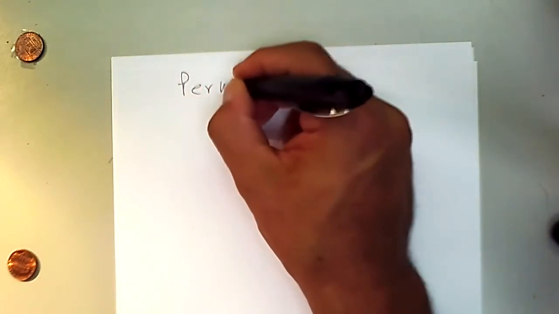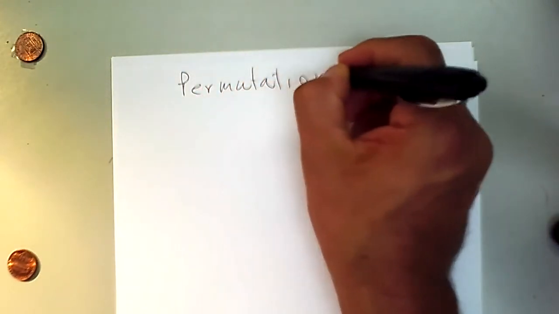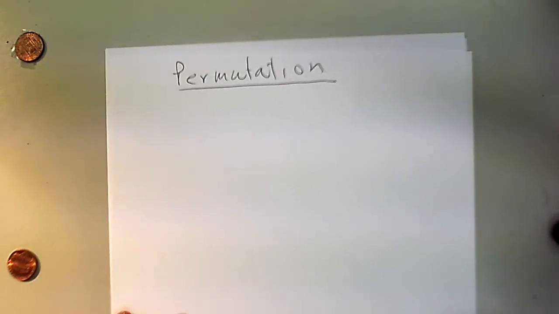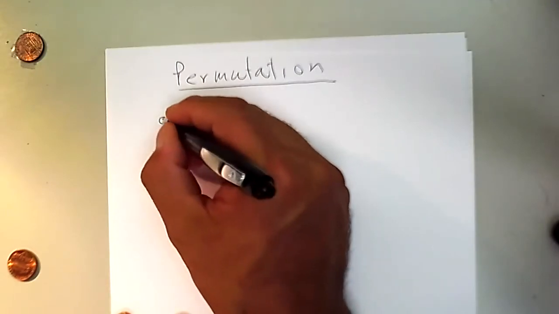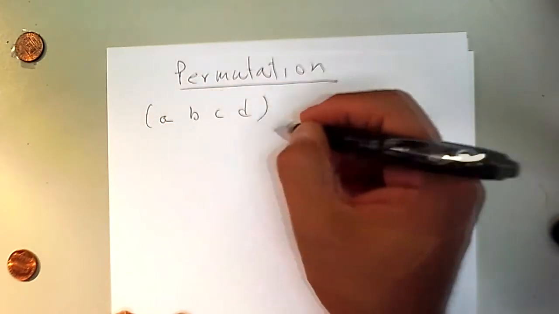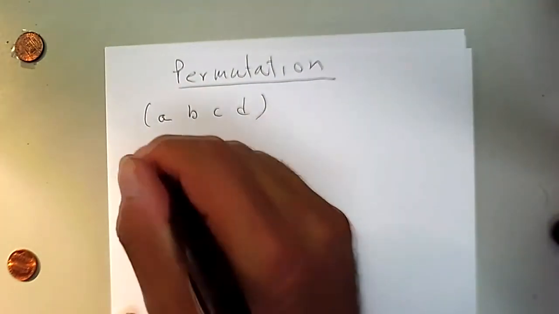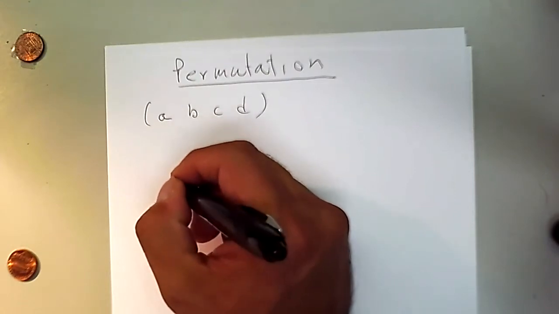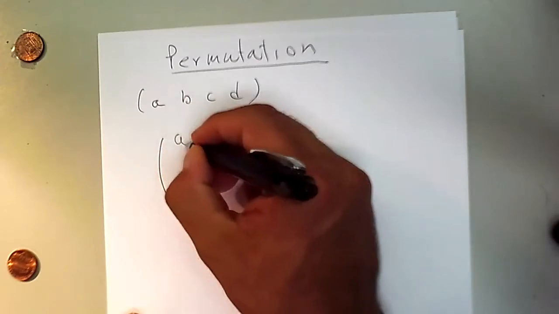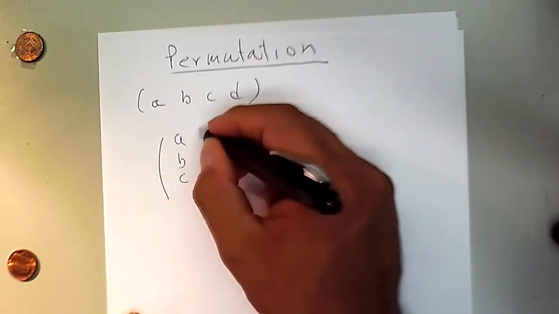Okay, let's talk about permutations. A permutation is a rearrangement of anything for that matter, but in particular of a list of things. So let's say we have 4 objects, A, B, C, D. And we can put them in a vector. So this is a row vector. I should have started with a column vector. Well, it's not a problem. I'm just going to rewrite A, B, C. Actually, let's make them shorter, A, B, C.